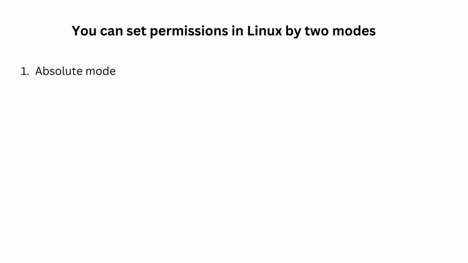To set permissions in Linux, you can do it in two modes. You can do it in absolute mode and you can also do it in symbolic mode. Symbolic mode simply means using symbols, and these are the symbols that we can use to set permissions.